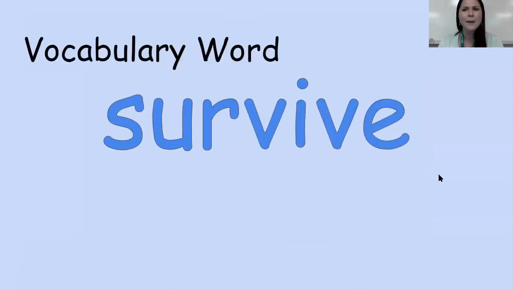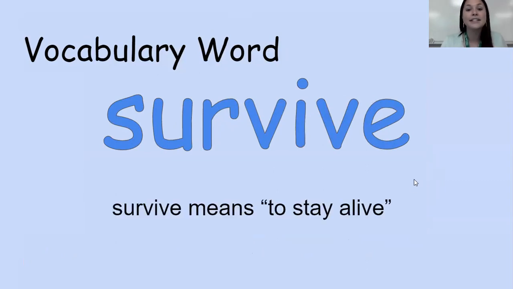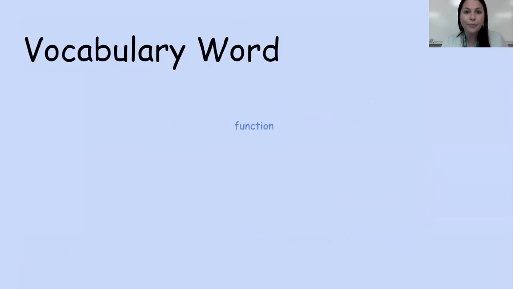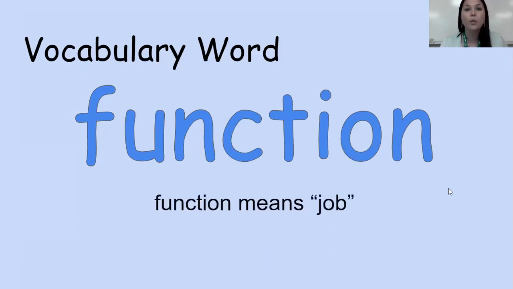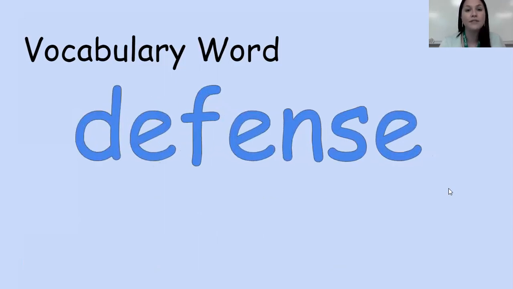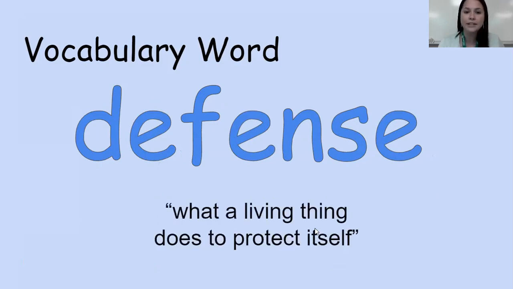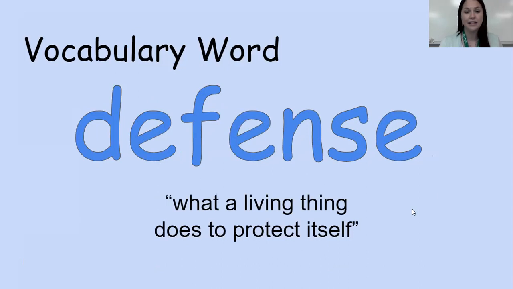If you remember, we've been talking about Scoot here at the Georgia Sea Turtle Center. And we've been learning some big science words, so we're going to go over those real quick. The first word we learned was survive. And remember, survive means for a living thing to stay alive. Then we talked about the word function. Function means a job. We talked about the function of different structures on animals. We also talked about the word defense, which means what a living thing does to protect itself.